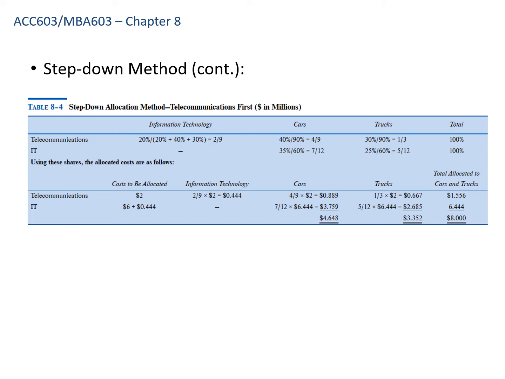Ultimately, all of the costs need to go to the operating division. So you can see in the lower section on IT, I'm allocating $6 million plus $444,000, which is the IT department's portion of the telecommunications expenses.